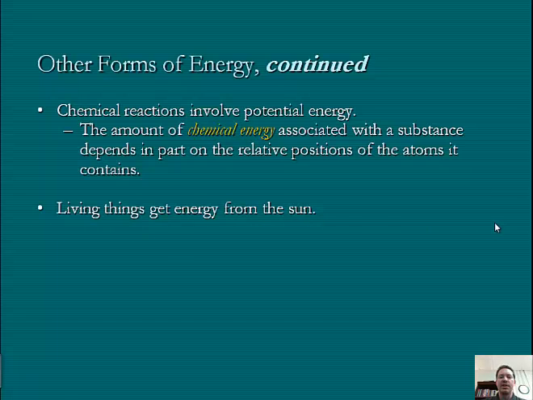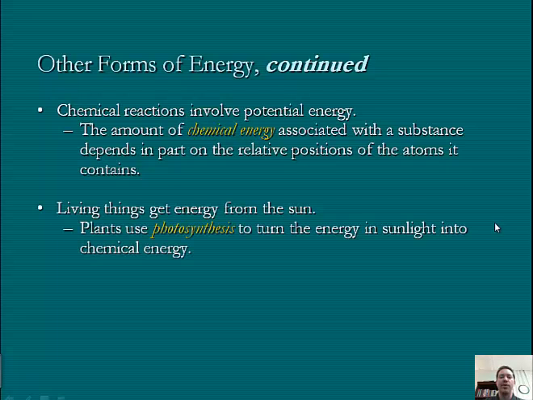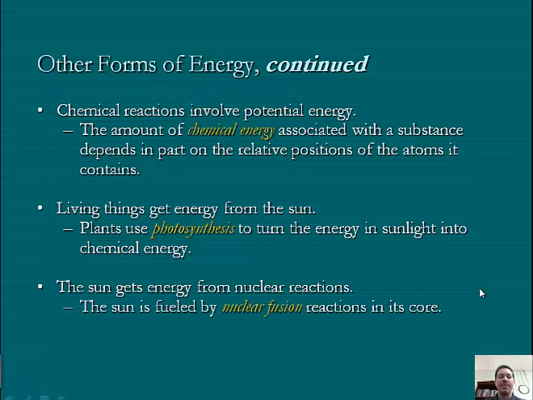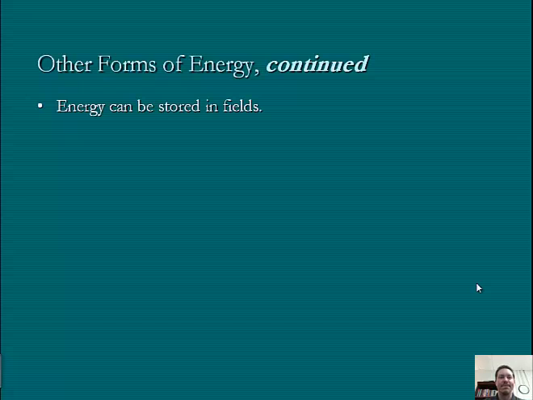Living things get energy from the sun. We use photosynthesis to turn energy from sunlight into chemical energy. And then the sun gets its energy from nuclear reactions that are taking place there. So the sun is fueled by something called nuclear fusion, and we'll talk about this later in the semester.